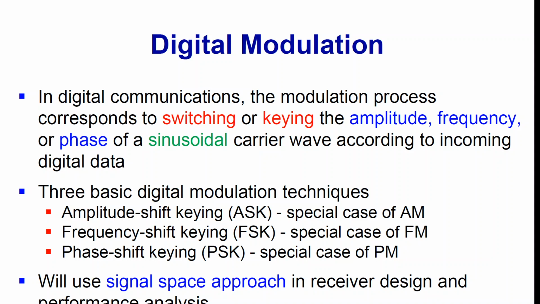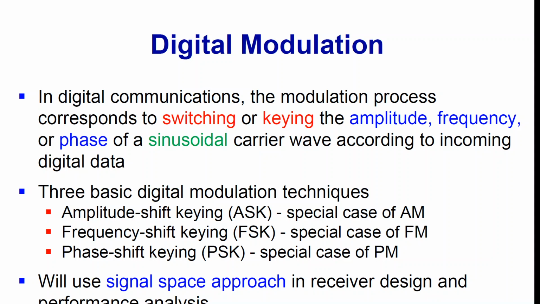Since digital modulation has only a finite number of changes, it is also called switching or keying of the amplitude, frequency or phase of a sinusoidal carrier. So there will be only a finite number of changes. The modulation process corresponds to switching the amplitudes to some finite number of values, or switching the frequencies, or switching the phase of a sinusoidal wave according to the incoming digital data.